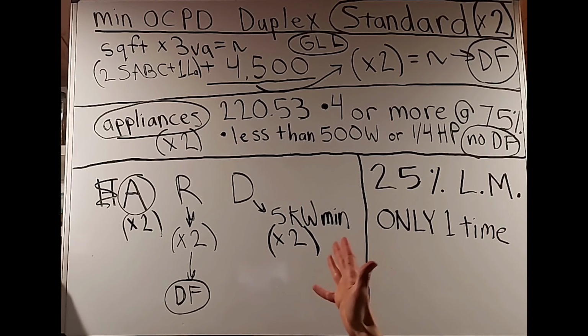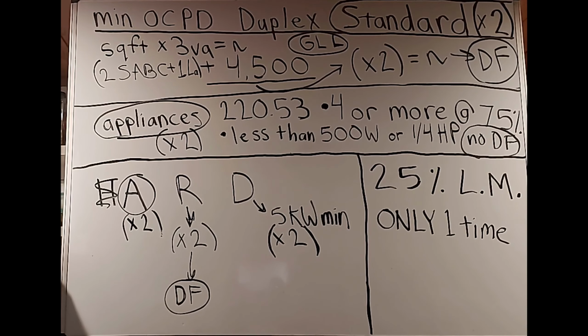We get square footage of the house, and we multiply that by 3 volt amps. We get a number. We're going to add 4,500 volt amps to that. This comes from the 2 small appliance branch circuits and 1 laundry circuit. Of course, we have 2 units, so we're going to multiply this total number by 2.